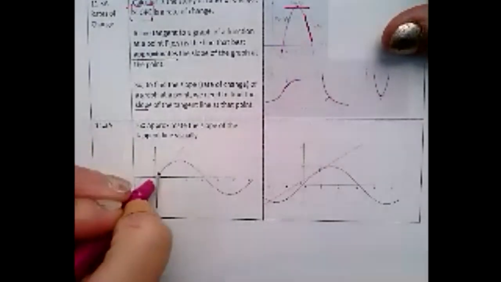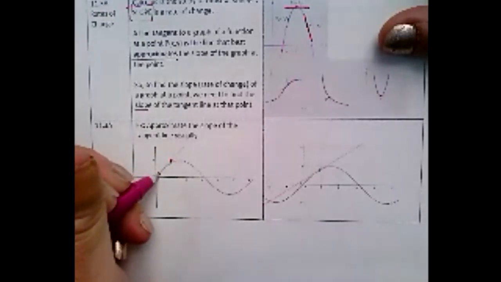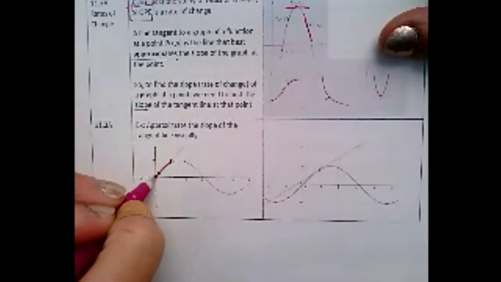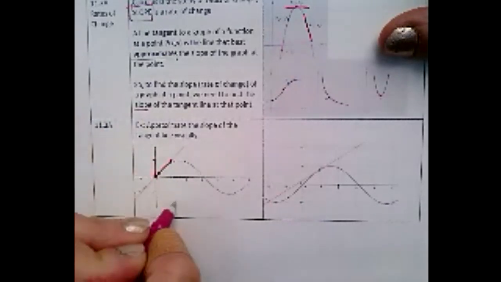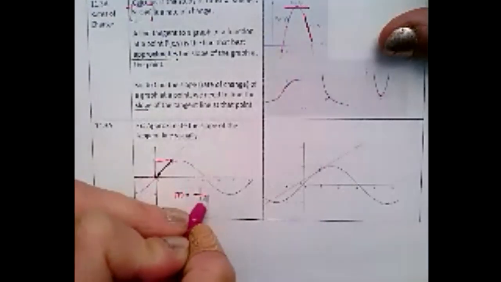The first one says approximate the slope of the tangent line visually. Right here, we could take this from here to here and find this slope. Here's the point we're looking at, but we're going to take this section of line right here. Our rise would be 1 over our run, which would be 1. So our approximate slope would be 1 for that one.